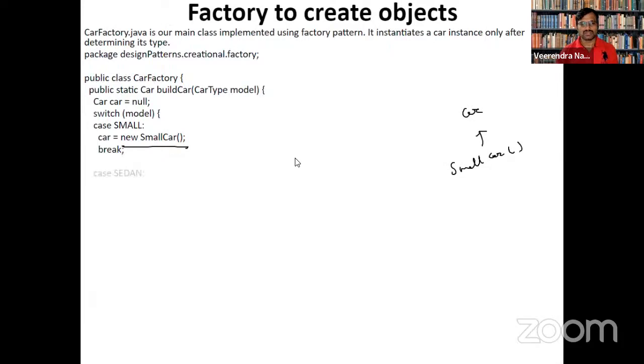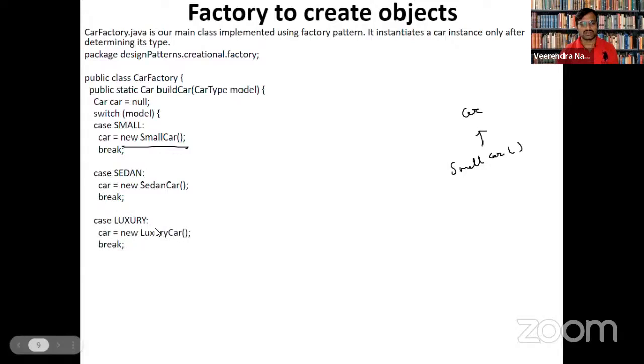Then you have the sedan car instantiation, then you have the luxury car instantiation. Then you have default, which means if it is not matching anything, then the default case. Return the car, so whatever the instance is, that instance must be returned. This class is made up of three options.